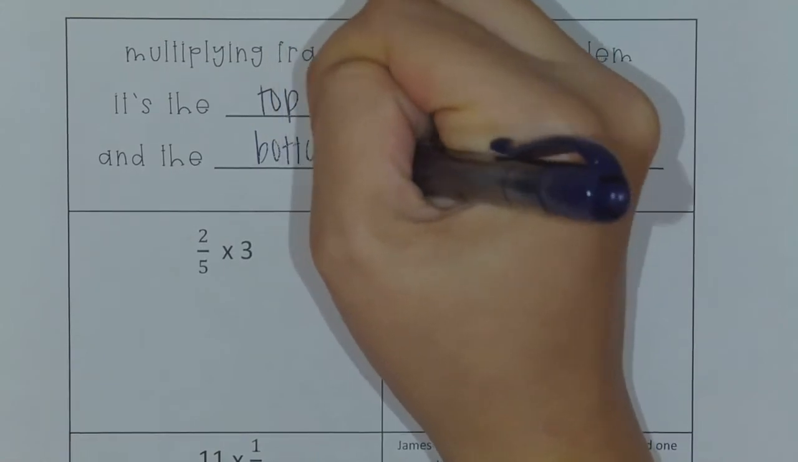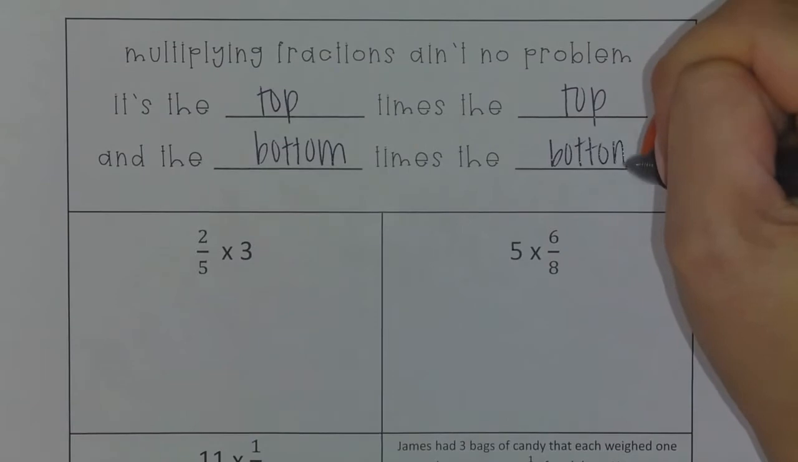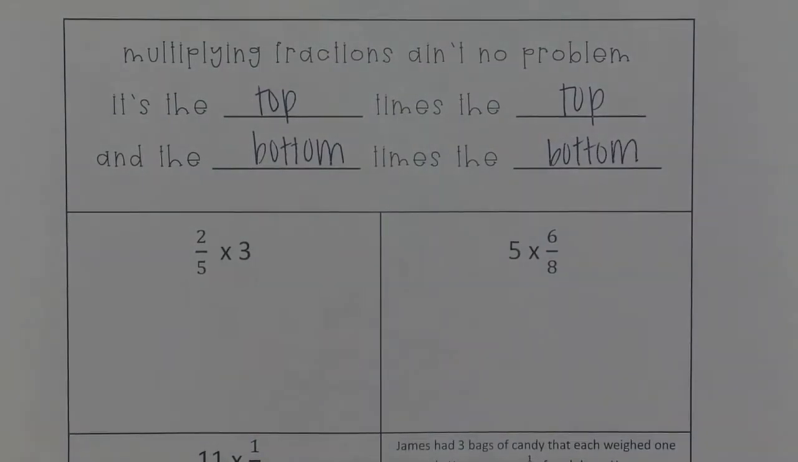So when we say the top times the top, I mean the numerator times the numerator, and the bottom times the bottom is the denominator times the denominator. So unlike when we add and subtract, we don't have to have common denominators. You just take the fractions that you have, multiply top times top, and the bottom times the bottom.